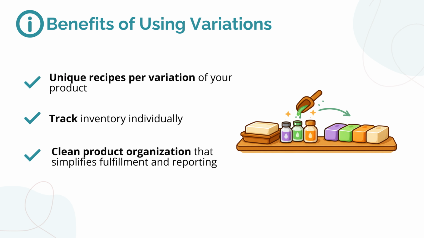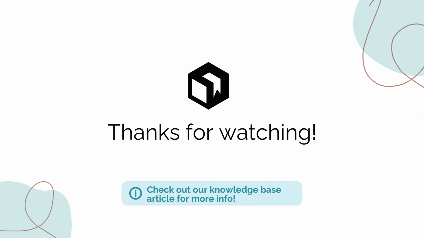By creating variations for your products, you get clear inventory tracking for each version, accurate costings, and recipes that match how you manufacture, and clean product organization that simplifies fulfillment and reporting. It's a powerful way to reduce admin and boost clarity in your manufacturing workflow. And that's it. You've successfully set up variations in Craftybase.